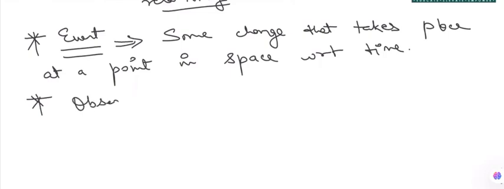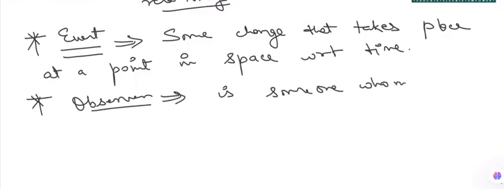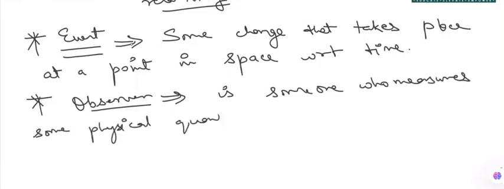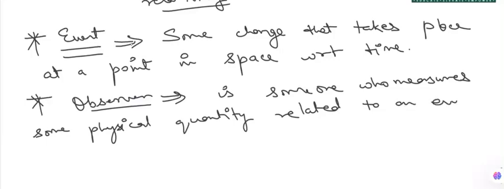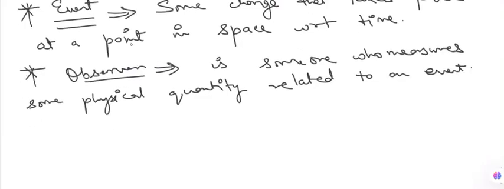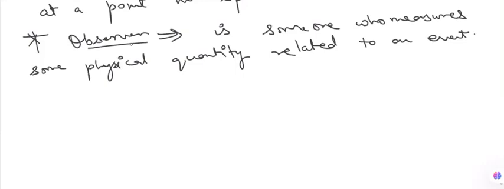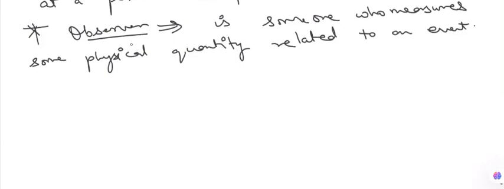After that, we have the observer. Now, what is an observer? Basically, an observer is someone who measures a physical quantity related to an event. So an observer is someone who measures some physical quantity of an event.